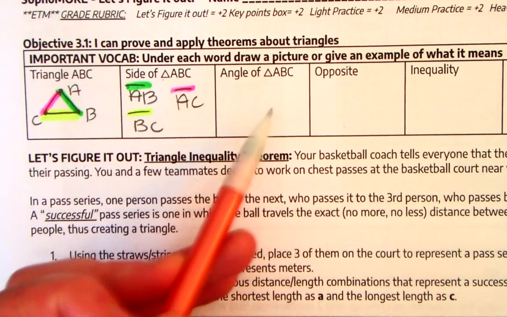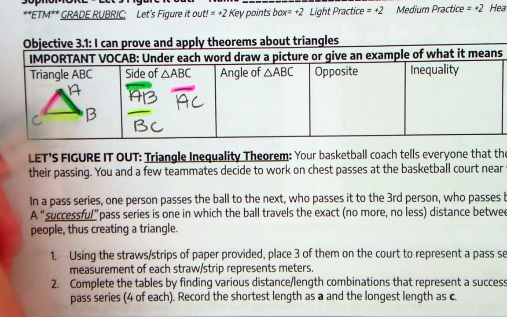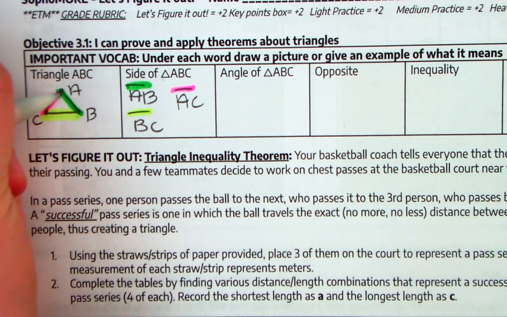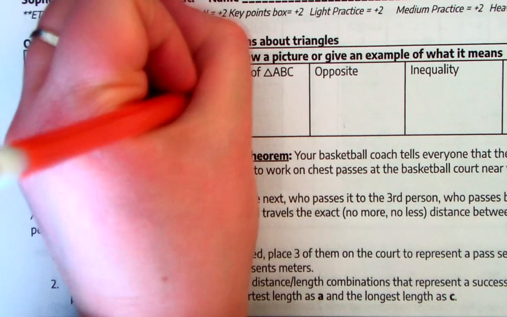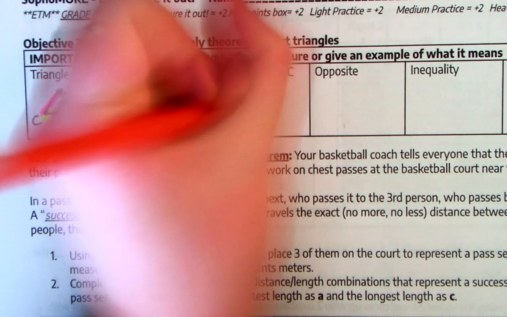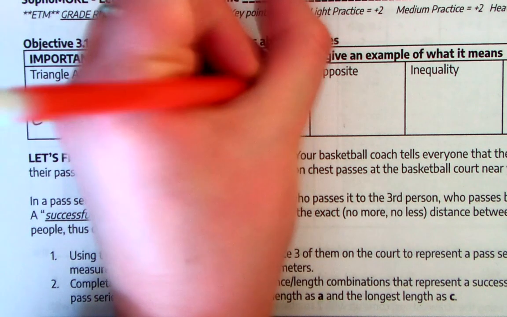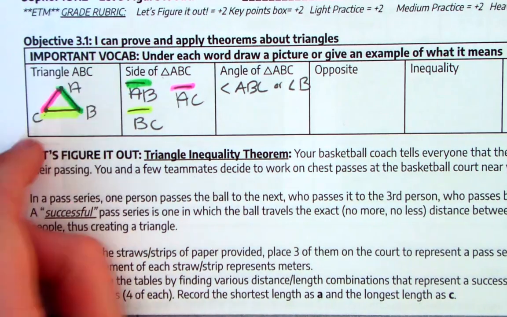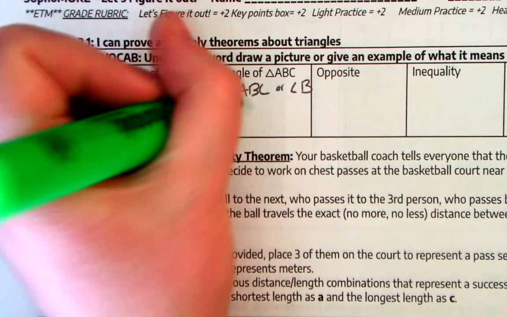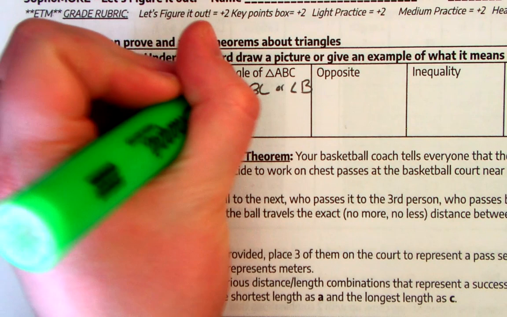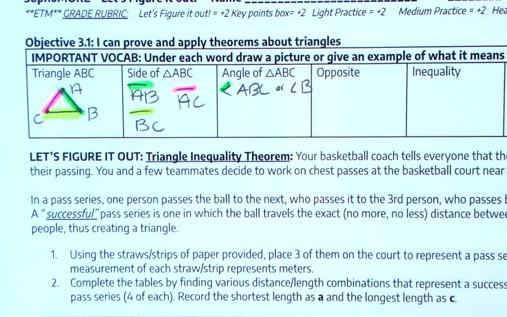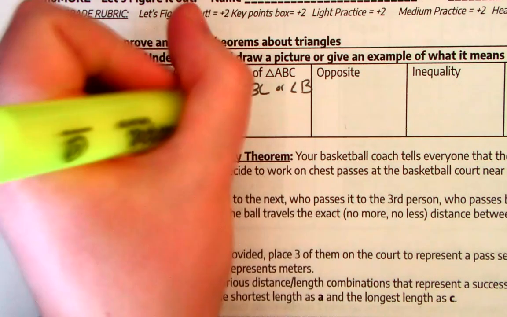And then the angles of the triangle are where 2 sides connect. So when I have A, B, C here, like angle ABC, or we could just call it angle B. That's an angle in a triangle, and it's the combination of one of the sides. So this one is the combination of the green side connecting to the yellow side.